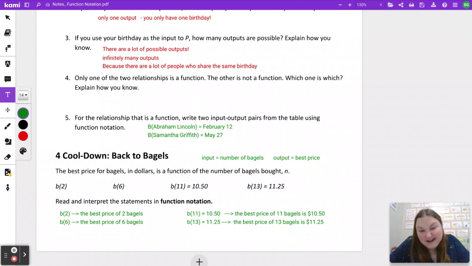We are going to continue to practice function notation in the upcoming lessons, but being able to do this and not just be able to write it in words, but also write it in function notation is going to be an important skill in this unit that we're going to keep practicing.